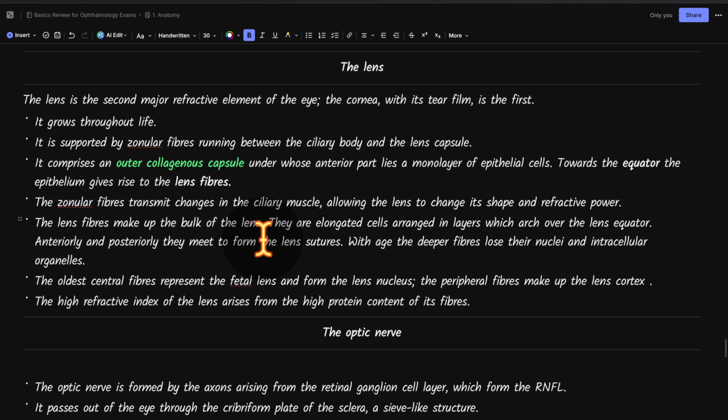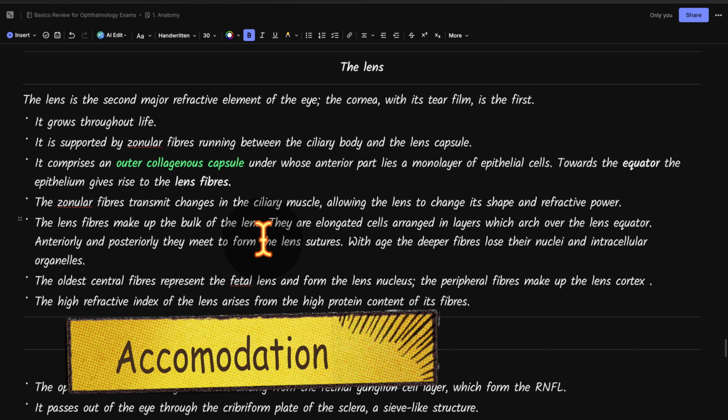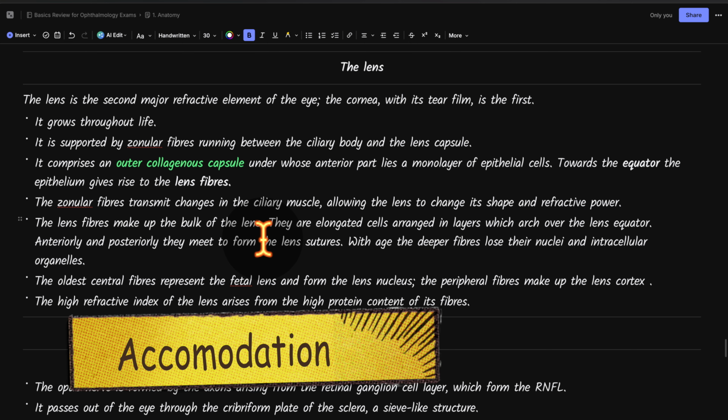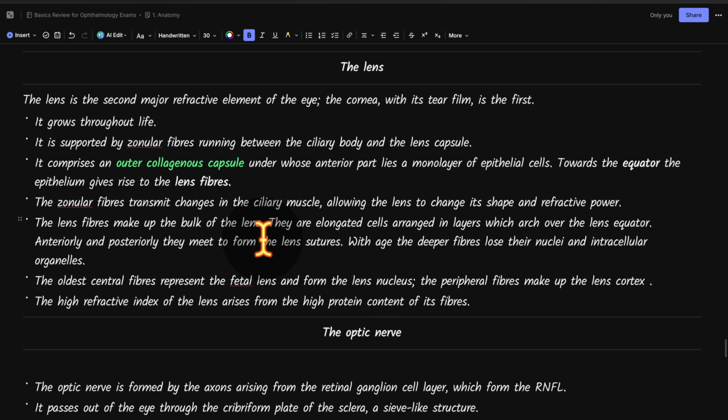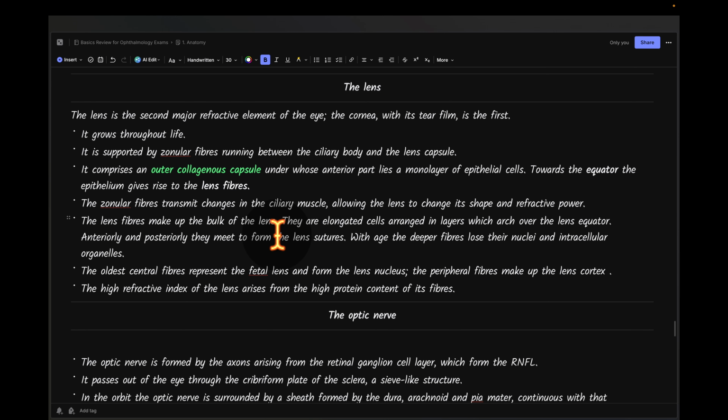Now we know that these zonular fibers transmit changes in the ciliary muscle, and that allows the lens to change its shape and refractive power, and that process is called accommodation. And this accommodative ability of the lens varies with age. So at birth, it is going to be 15 diopters, and at 25 years, it is going to be 8 diopters, and then at 50 years, it becomes 1 to 2 diopters.